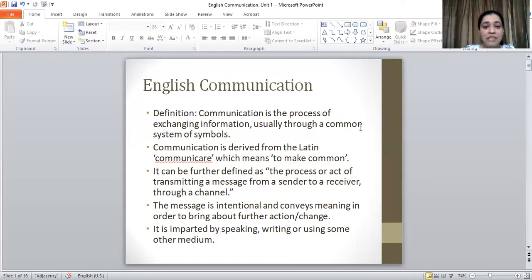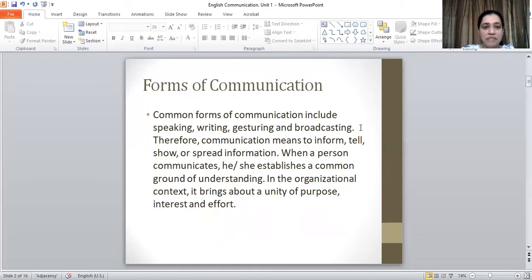Communication can be imparted through speaking, as we just saw, writing, or using some other medium. There are various forms of communication, and the most common forms include speaking, writing, gesturing, and broadcasting. Therefore, communication means to inform, tell, show, or spread information.